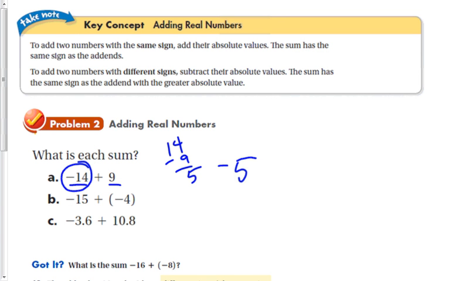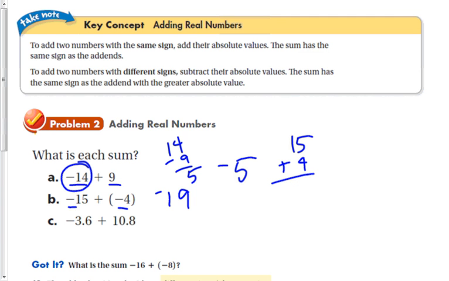On the second one, we have two negatives. When both signs are the same, let's just add those up. 15 plus 4, ignoring the sign, and that's 19. And then if we're adding two negatives, our answer is negative. If we're adding two positives, our answer is positive.